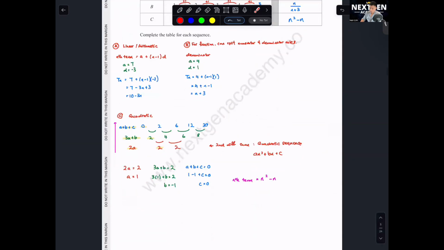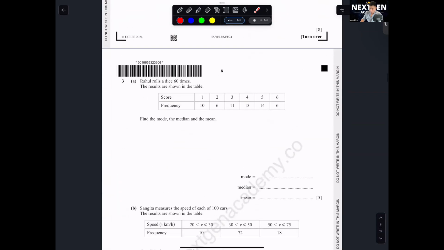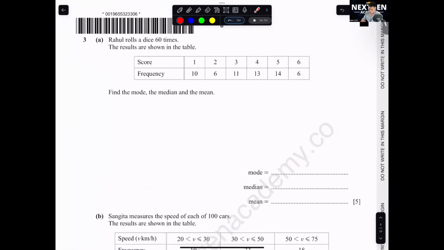All right, let's go to number 3. Rahul rolls a die 60 times. The results are shown in the table. Find the mode, median, and the mean. Number 1, let's find the mode. Mode means the highest frequency. Which one is the highest frequency? 14. So the answer is not 14. The answer is 5.